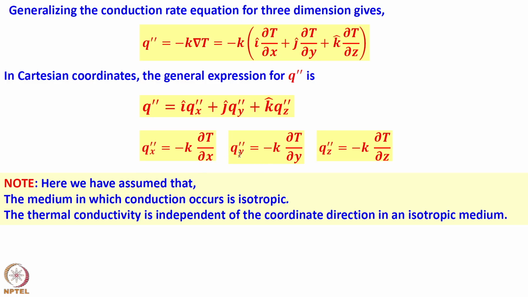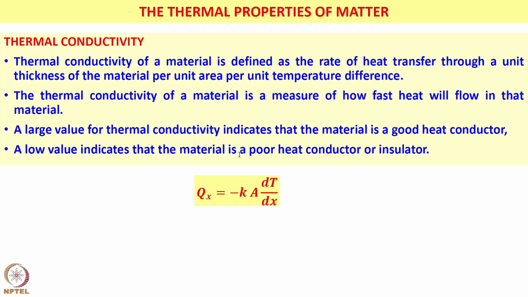Typically, we think of the medium to be isotropic, which means we do not have anything which is varying in the spatial direction. So, thermal conductivity is independent of the coordinate direction. We call it an isotropic medium, which is what our analysis in this course is going to be most of the time. Unless specified, we will be dealing with an isotropic medium.